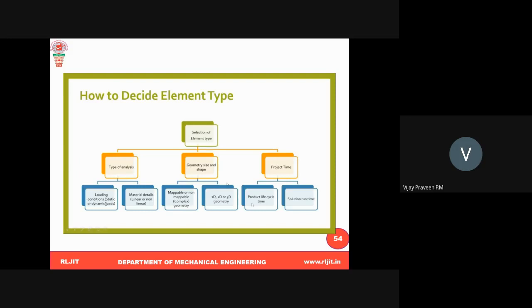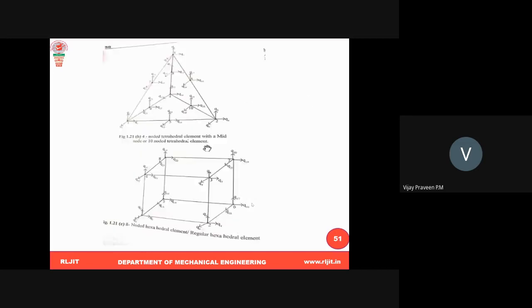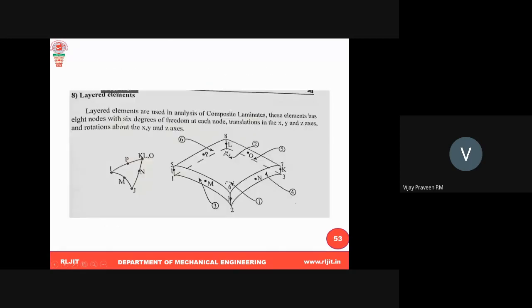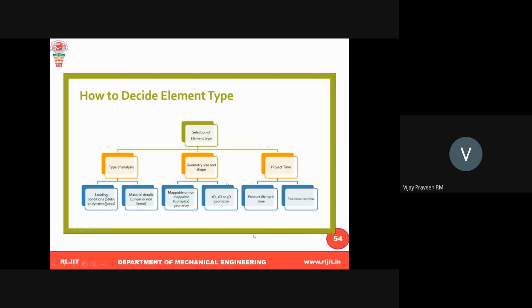Usually, for getting the result in minimum time, you choose simple elements. If you want an accurate result and there is more time for completing the project, you can go for higher order elements, because they give more accurate results. What are higher order elements? In between the nodes, one more node is introduced. Like what we said here, in between 2 and 3 they introduce 6. That is called a higher order element. So if you choose higher order elements, you get accurate results. Based on all these factors, you have to select the correct type of element.